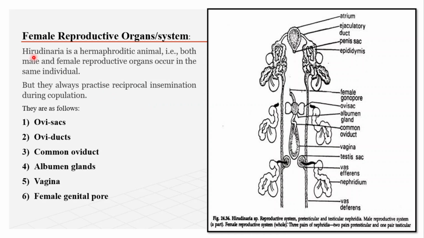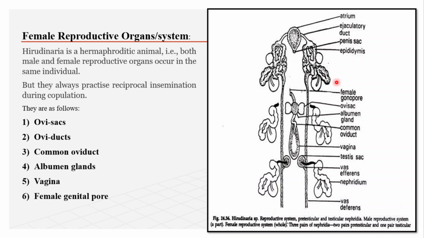Now let's see what the female reproductive organs in the cattle leech are. One by one we will see here. First is the ovisac, second the oviducts, third the common oviduct. Fourth one is the albumin gland. Fifth is the vagina, and sixth is the female genital pore.